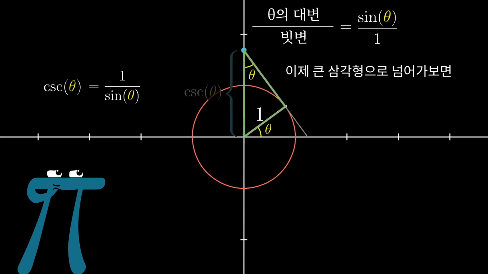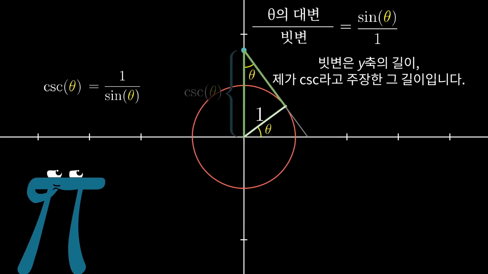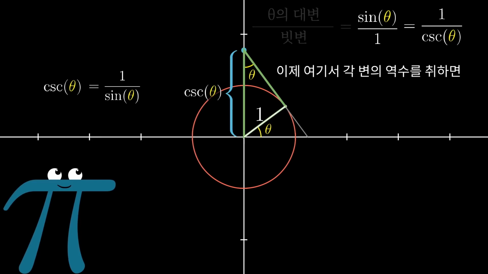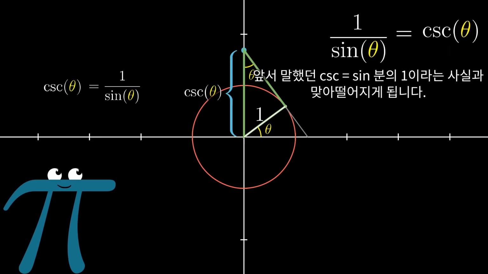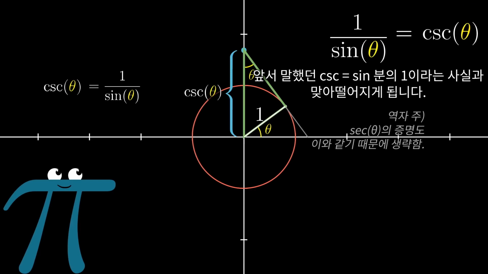Now, when we look at the larger triangle, the side opposite theta is that radial line of length 1. And the hypotenuse is now this length on the y-axis, the one that I'm claiming is the cosecant. If you take the reciprocal of each side here, you see that this matches up with the fact that the cosecant of theta is 1 divided by sine.